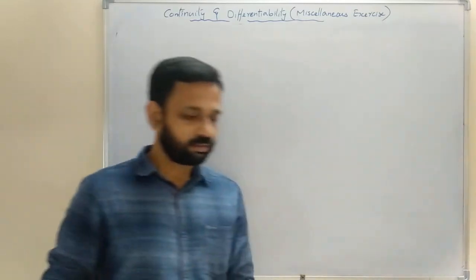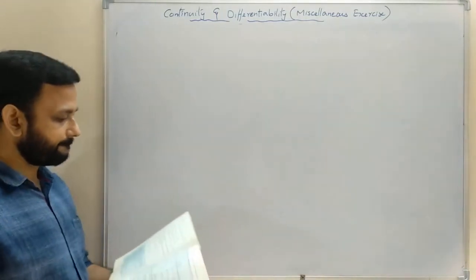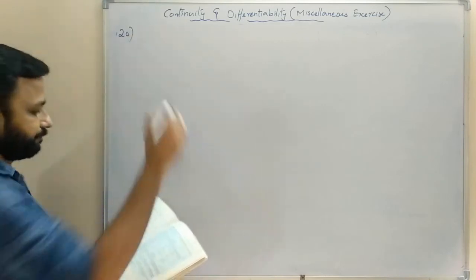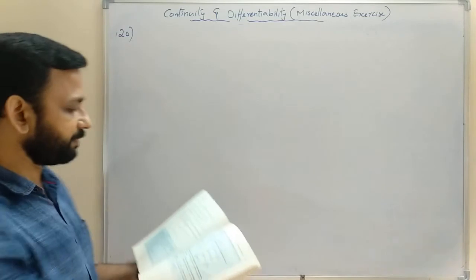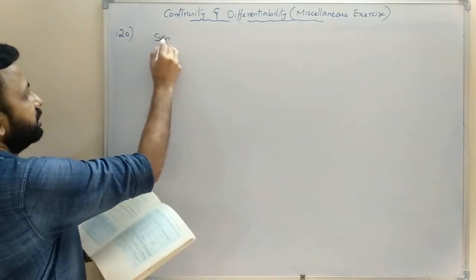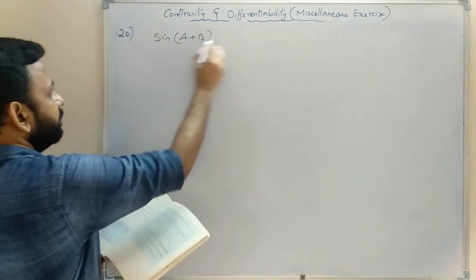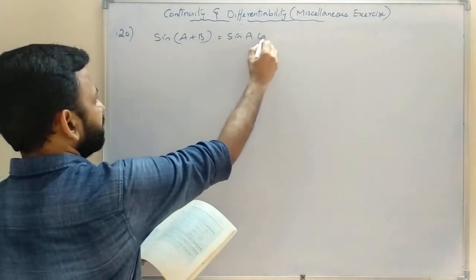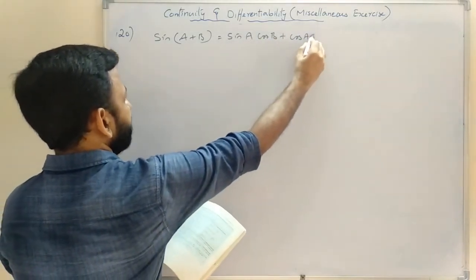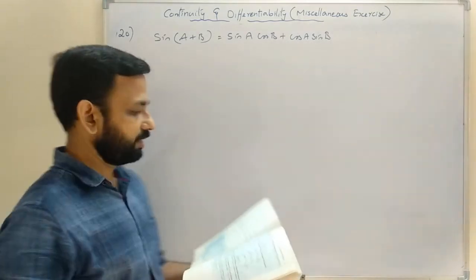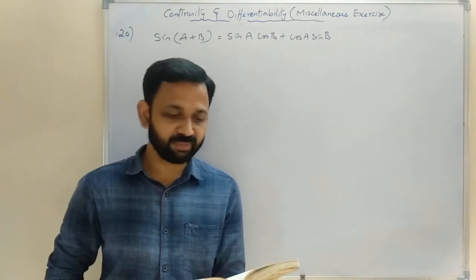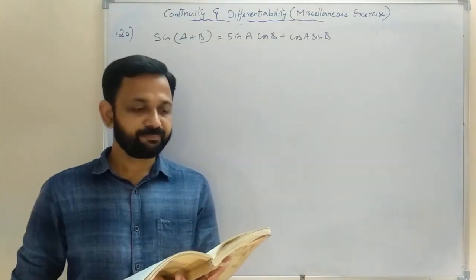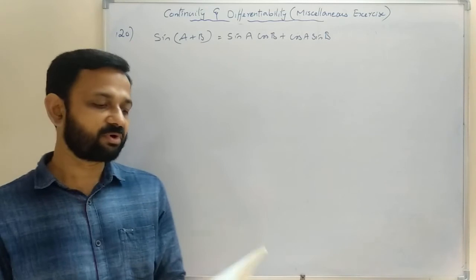Now we are going to do question number 20. Using the fact that sin(A+B) equals sin A cos B plus cos A sin B, and differentiation, obtain the sum formula for cosines.